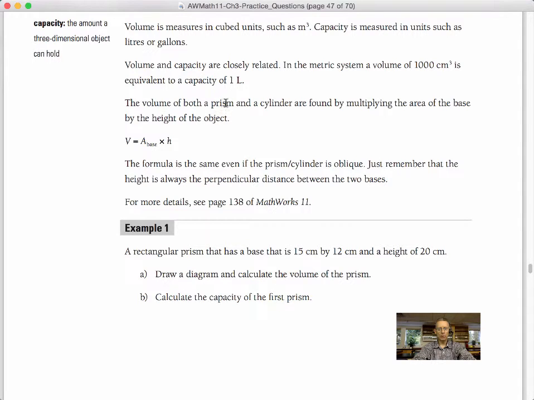The volume of both a prism and a cylinder is found by multiplying the area of the base by the height of the object. So here's the formula: whatever the base is times the height. The formula is the same even if the prism is a cylinder, even if it's oblique. Just remember that the height is always the perpendicular distance between the two bases.